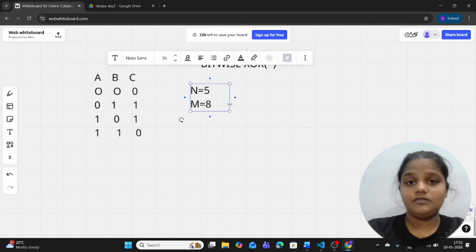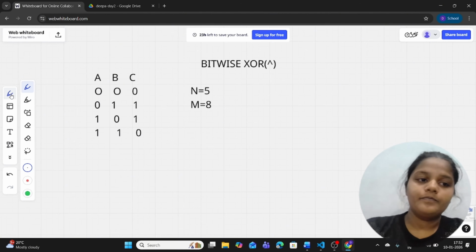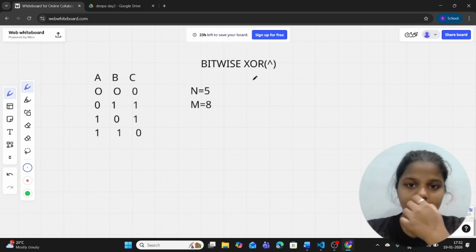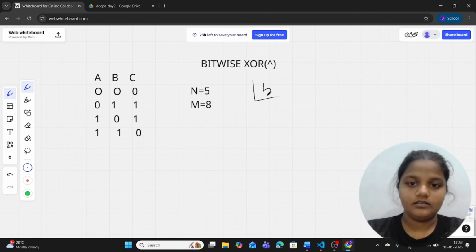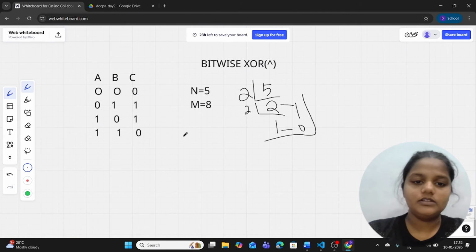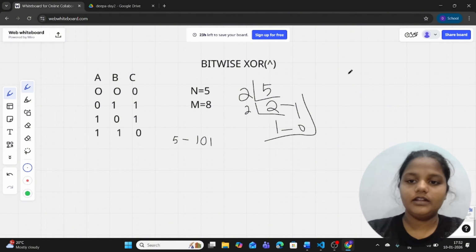Okay? First, we just want to convert them into binary values. First for 5. So, 2 2s are 4. The remaining is 1. Then 2 1s are 2. The remaining is 0. We want to look from down to upward. For 5, it is 1 0 1. Right?